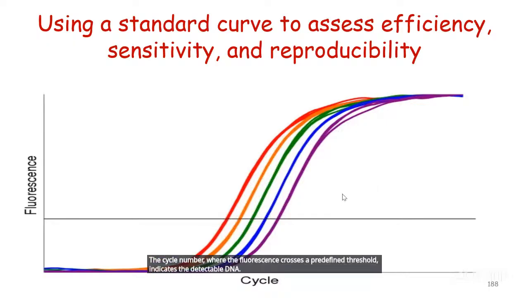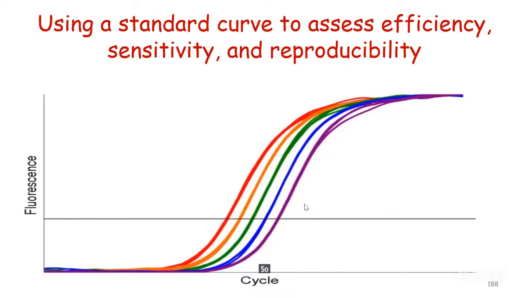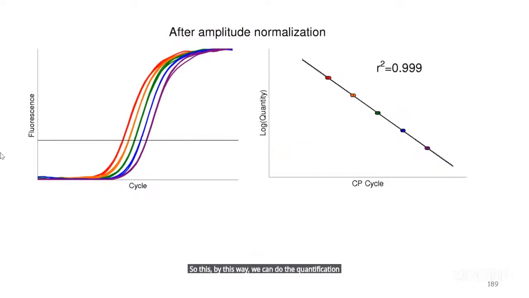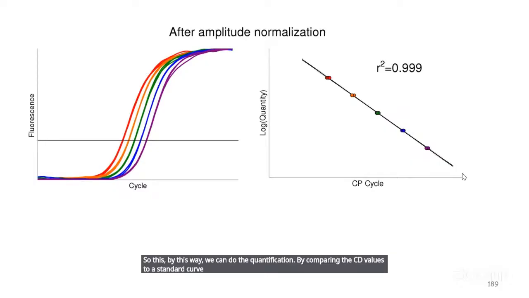The lower the CT value, the higher the initial amount of the target DNA. So by this way, we can do the quantification by comparing the CT values to a standard curve or the controls. You can estimate the initial quantity of the target DNA in the sample.